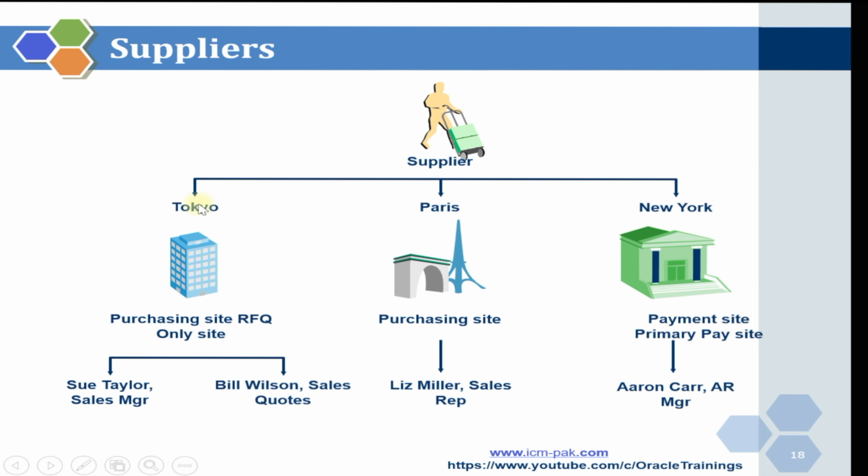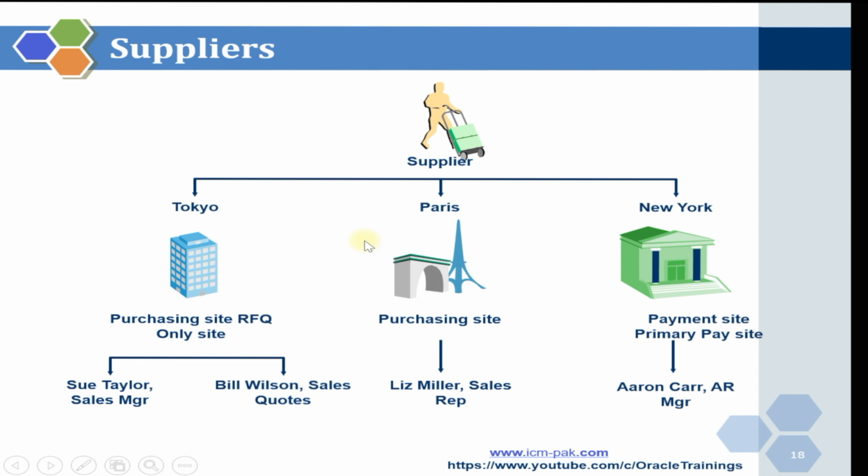a different responsible person. For example, we say that for XYZ company, Tokyo is a site which is for purchasing and RFQ only, and then there is one site, for example the head office, which is for the payment. So whatever POs we make for these sites, ultimately we will pay to the site which is the payment site.